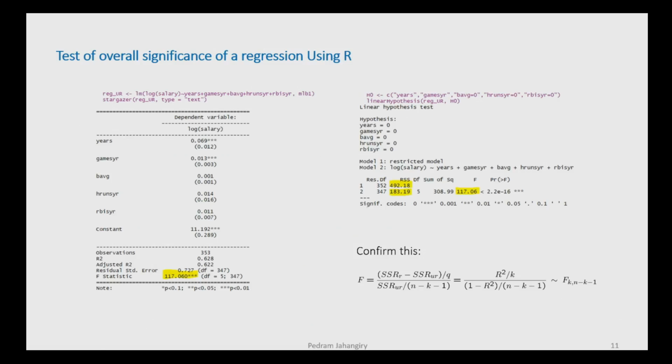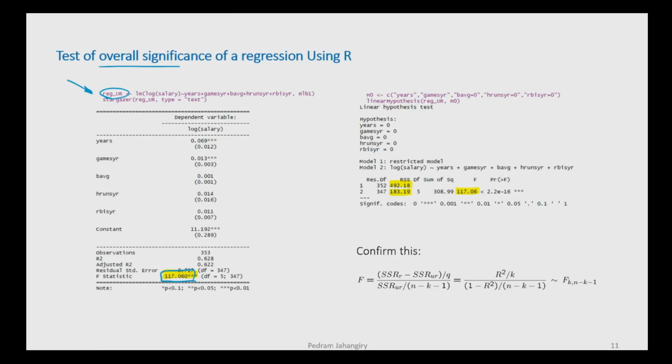How do we do it in R? For overall significance, we don't need to do anything in R. We just run the regression. Remember, this is our regression, the unrestricted model, the full model. And then look at the F statistic. This is the F statistic that we're talking about.